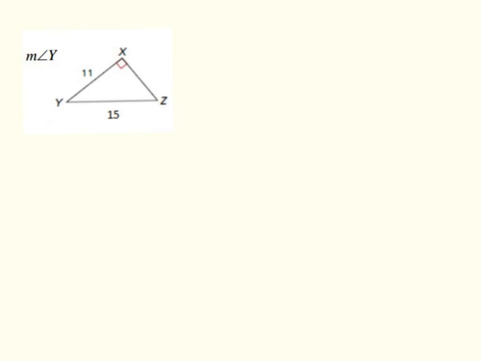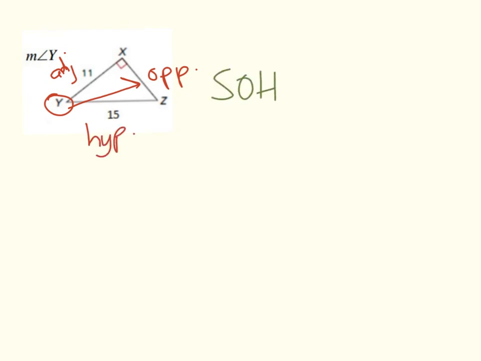Okay, let's find the angle measure of angle y. So y is going to be my angle measure. So I want to label my sides. So directly across from y, that's my opposite side. Probably not going to be using that. There's no value there. My adjacent side is going to be the 11, and that means my hypotenuse is going to be 15. So if I look at SOHCAHTOA, I want to determine which one of these trig functions I'm going to use. And I have the adjacent side and the hypotenuse. So that means I'm probably going to be using my cosine.